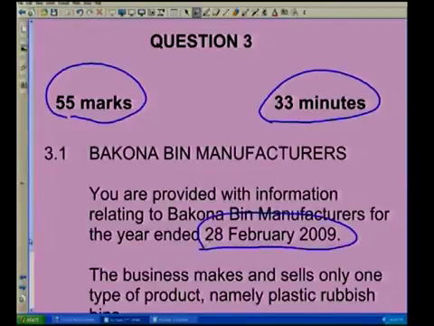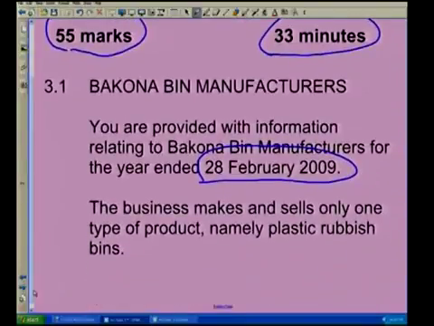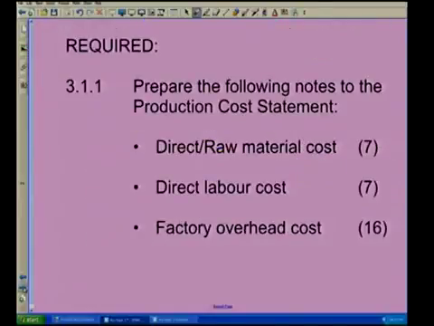Bacona bin manufacturers. You are provided with information relating to Bacona bin manufacturers for the year ended the 28th of February 2009, financial year end. What do we know? The business makes and sells only one type of product, namely plastic rubbish bins.